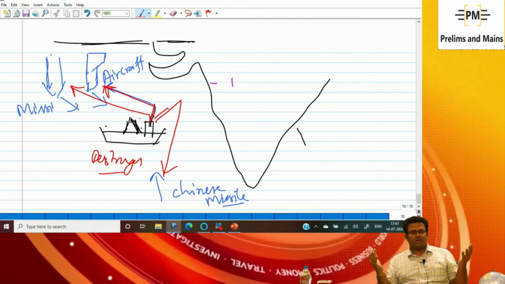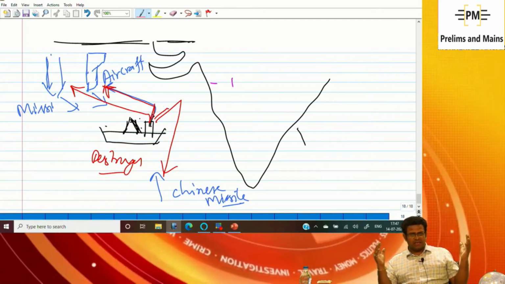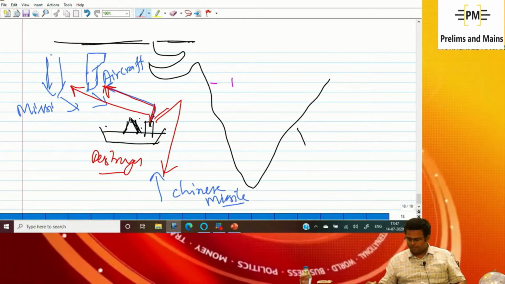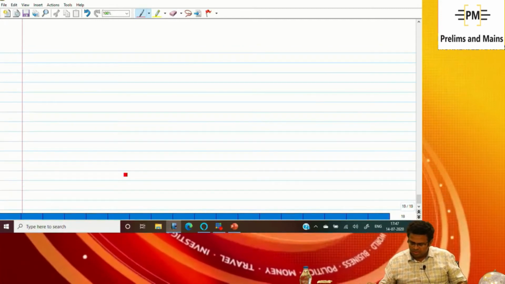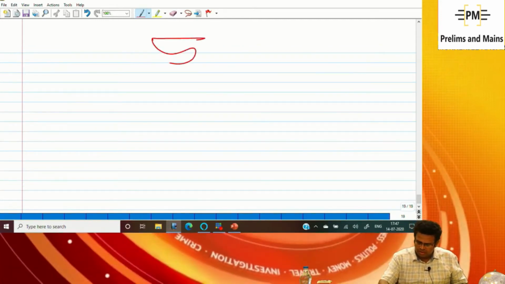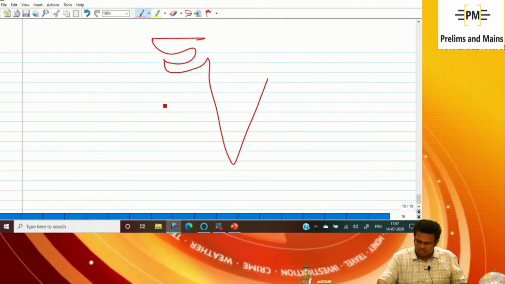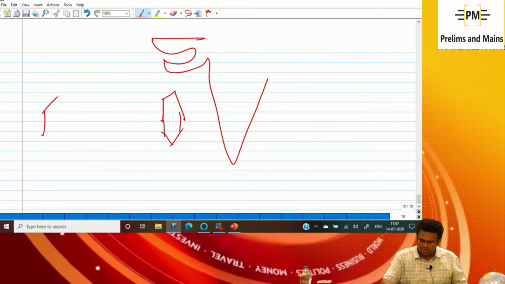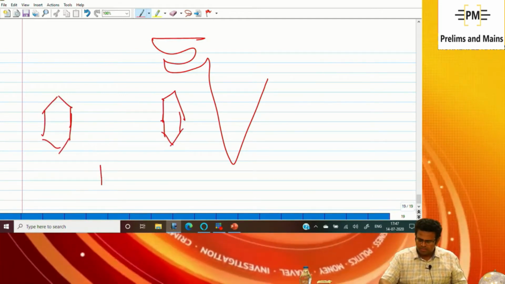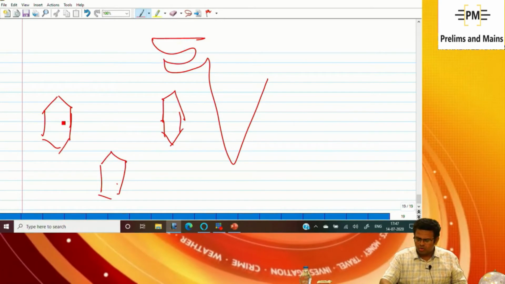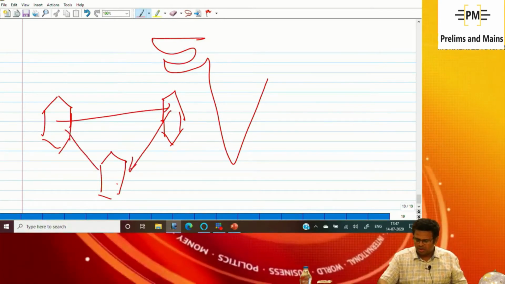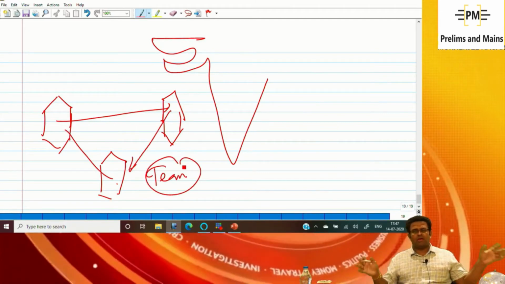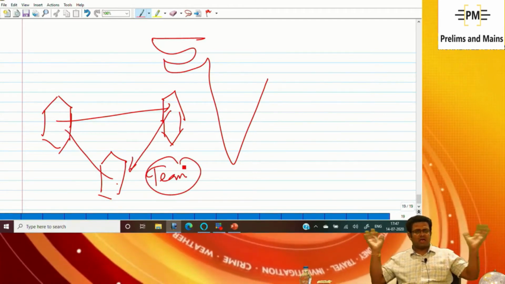Suppose there are three ships of India. Suppose I say this is our India, and one ship of India is here, and one ship of India is here, and another ship of India is here. So they can also work together as a team, and thereafter they can destroy anything, with lots of missiles targeting everywhere.